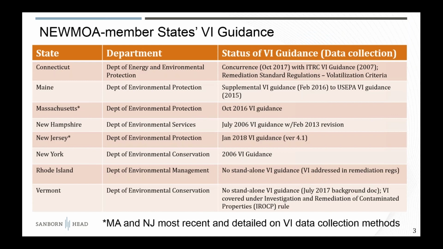This table is a table of the new MOA member states VI guidance. This is for your reference. Some of these guidances are more than 10 years old, but I highlighted the Massachusetts and New Jersey guidances as they have the most recent and detailed information on VI data collection methods. So they are good references in that respect because they are the most recent.